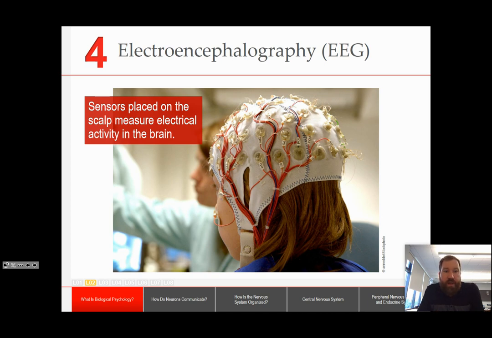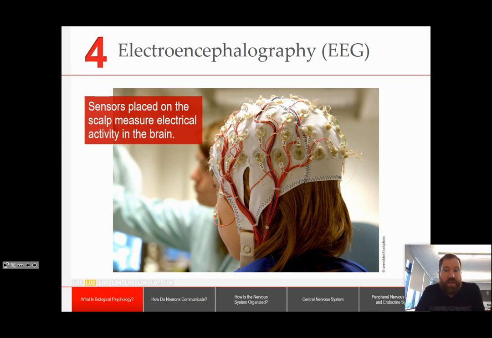An EEG, or electroencephalogram or electroencephalography, is used to measure electrical output of the brain. We know that the neurons in our brains and our nervous system operate on chemical charges, right? Positively and negatively charged ions. Well, there's electrical activity associated with that, and the EEG measures that.